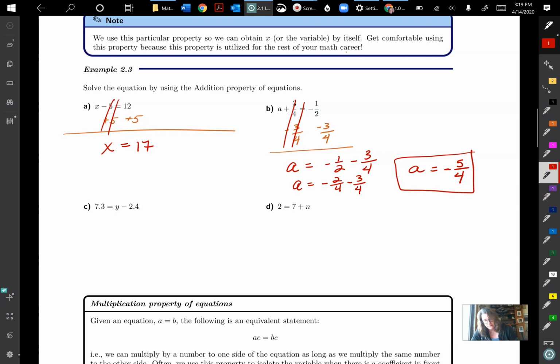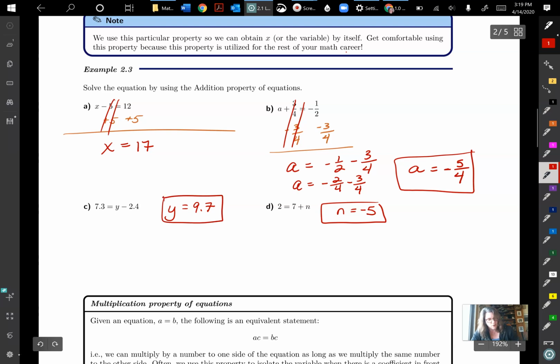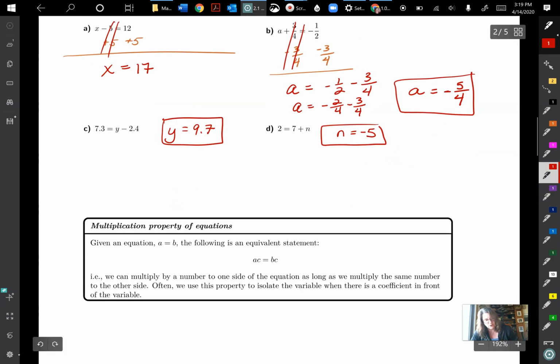So C and D, I'm going to let you do those on your own. The answer for C should be y equals 9.7. Sometimes you'll have things that are so quick you don't have to write out many steps, but other things you definitely should show your steps and will be required to. And for D, n equals negative 5. So make sure you can do those and get them correct. If you are struggling at all, just email me and we'll make sure you're on track. So pause the video and work on that, and then we'll go on to the next thing.